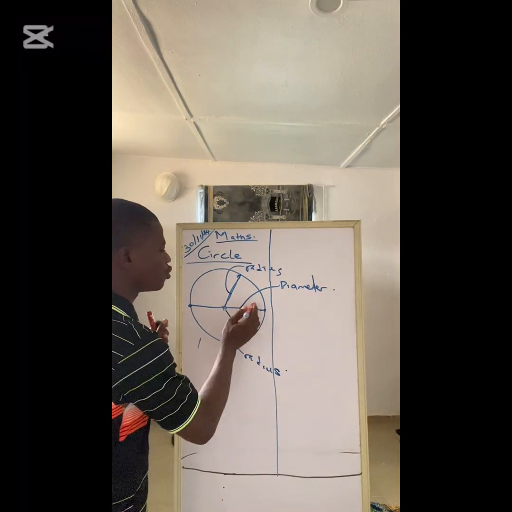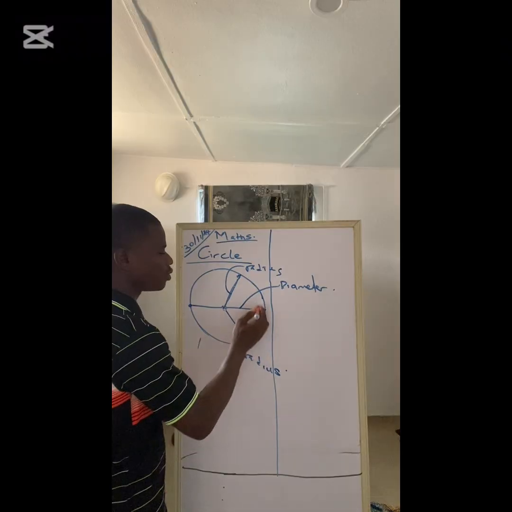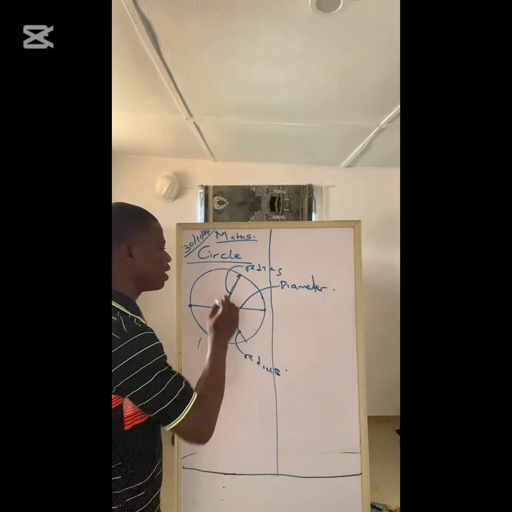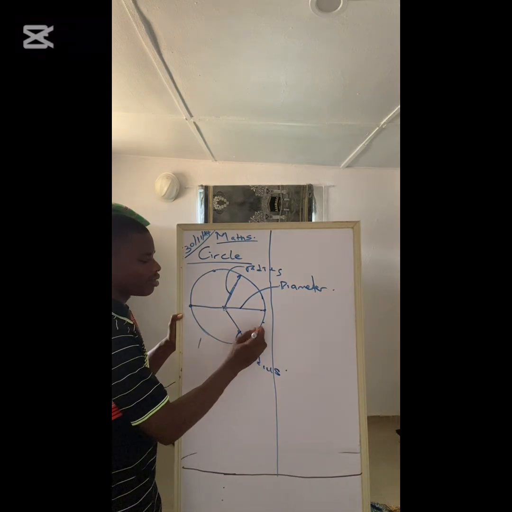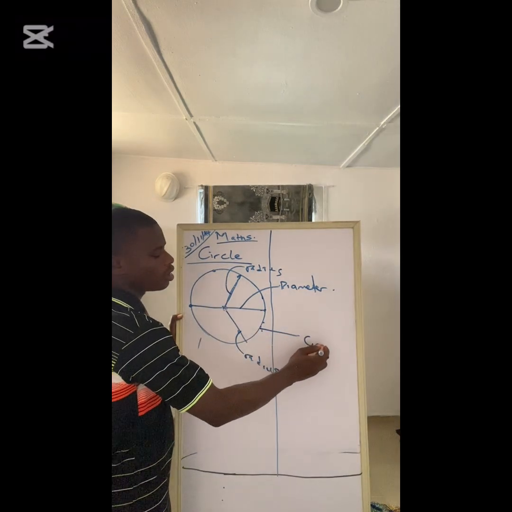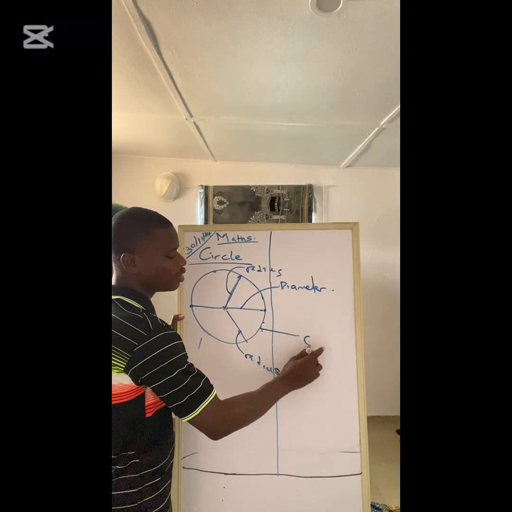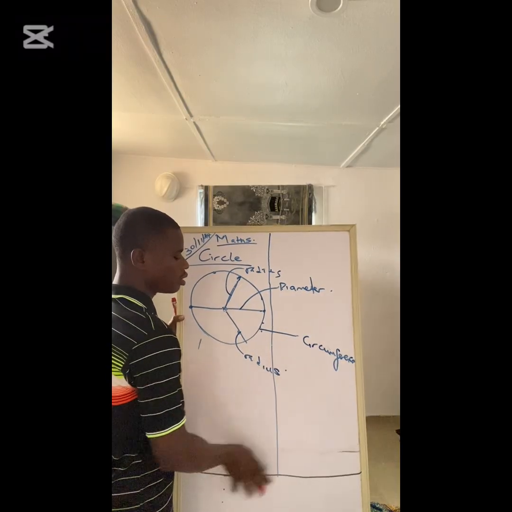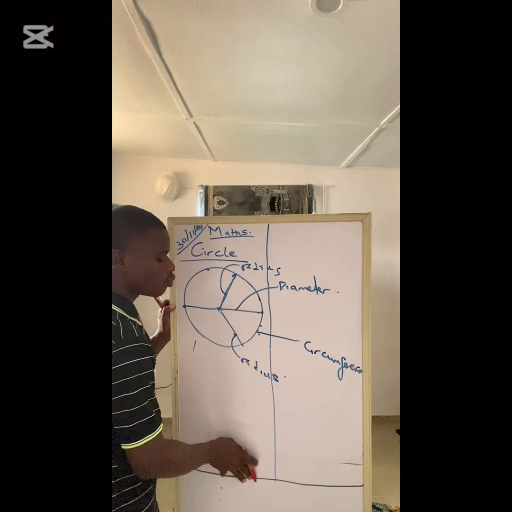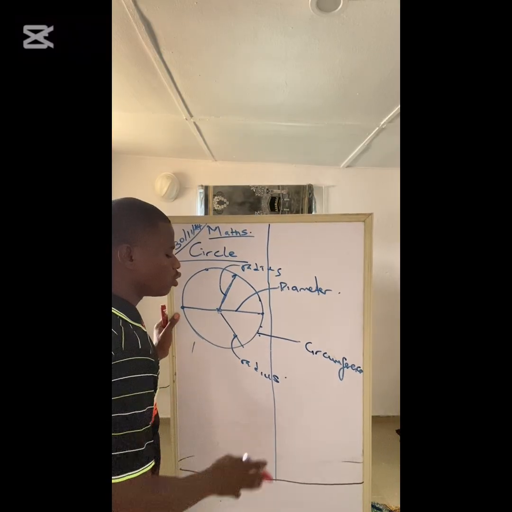So let's move to the circumference. Any point you touch in a circle, if I touch a point on the circle, we call it the circumference. So any point you touch in a circle, we call it the circumference.